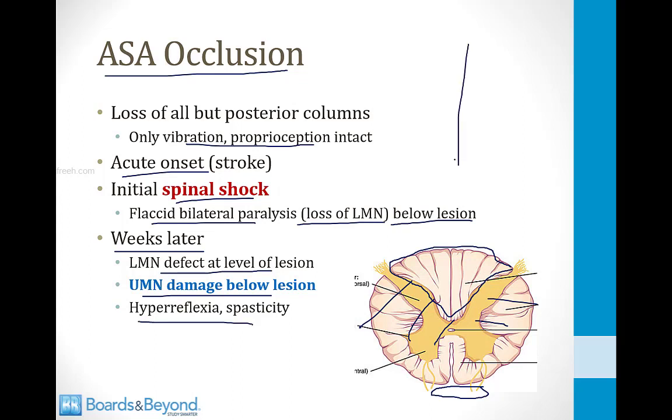So ultimately, what you get if you have a spinal cord like this and the level of the lesion here is you have a lower motor neuron set of findings here. Everything below it will have upper motor neuron findings. This is what you'll see in someone who had an ASA occlusion and after several weeks have gone by so that the initial spinal shock has resolved.